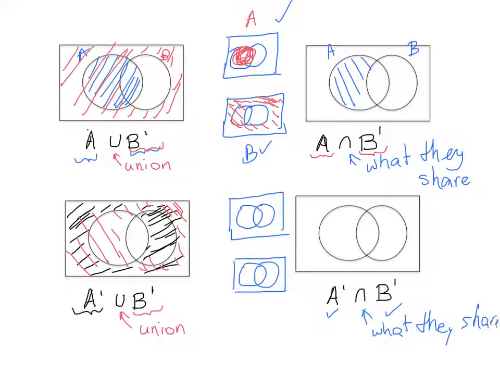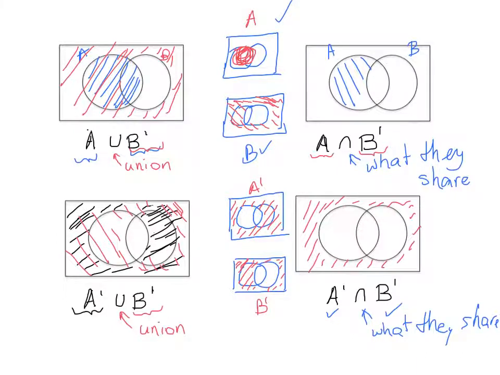So again, A complement would look like this, as we saw from our previous slide. B complement would look like this. And then, what was shaded in both? The only thing that's shaded in both A complement and B complement, what they share, is the outside. So that's A complement intersect B complement.